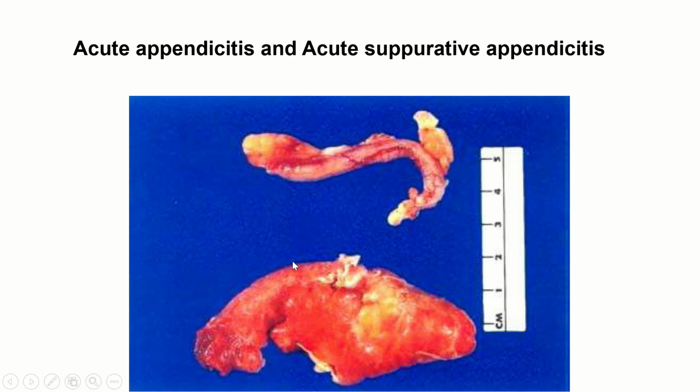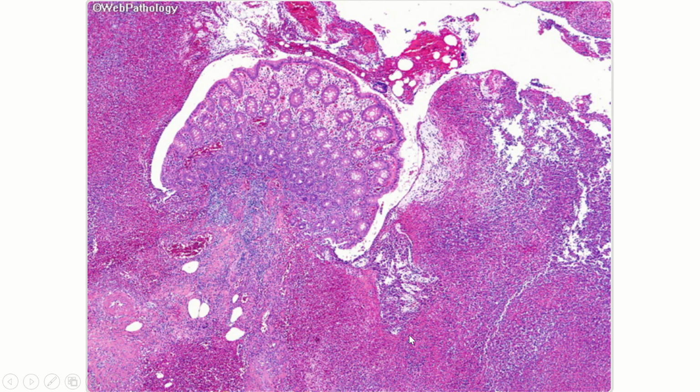Here you can see the appendix, and here you can see the appendix. The above one is your acute appendicitis, where the serosa looks somewhat dull, granular, and it is having these congested vessels. It does not appear that much swollen. When you see this lower picture, you can see the appendix is quite swollen. You have these fibrinopurulent exudate over the serosal surface. So this is your acute appendicitis, and this is your acute suppurative appendicitis.